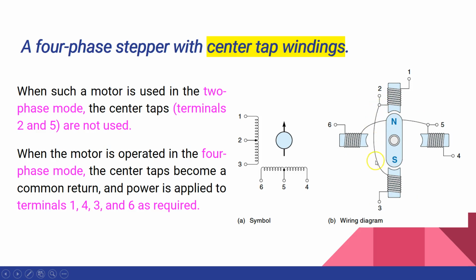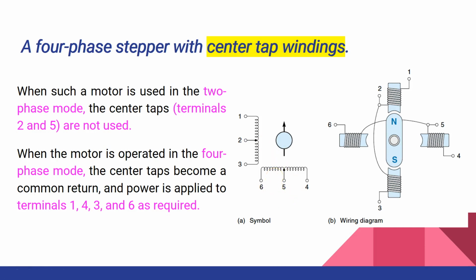And with the help of these wires, a center tap has been created, which you can see here, the terminals 2 and 5 are the center taps created. So terminal 5 is the center tap between coils 6 and 4, and center tap 2 is between coils 1 and 3. In this symbol diagram also you can see the center tap. This 2 represents a center tap and the 5 represents a center tap.